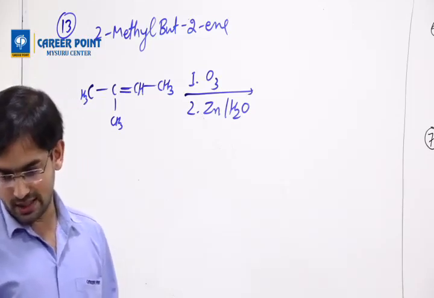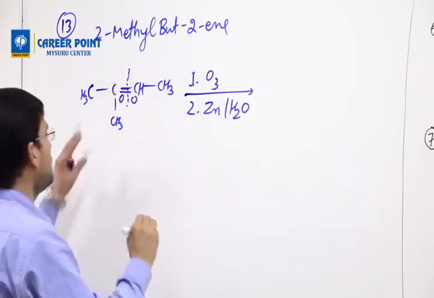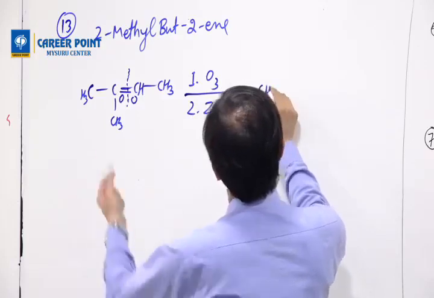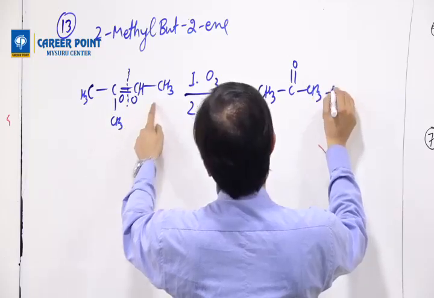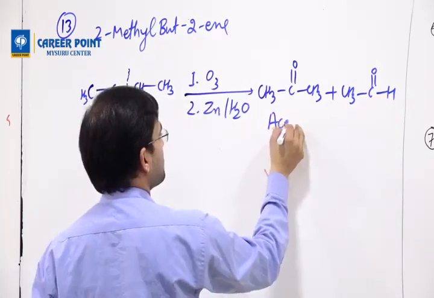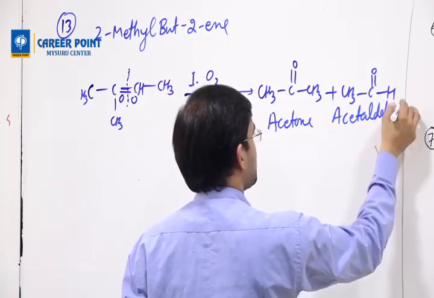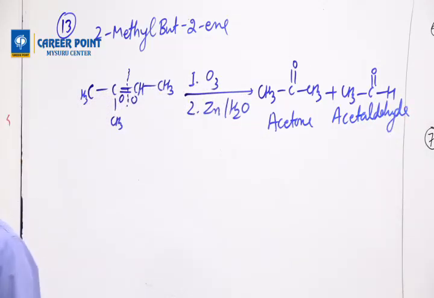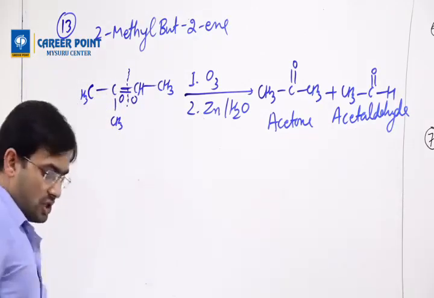Adding O to either side of the double bond, right? So we'll break the double bond and put oxygen, oxygen. Then I am going to write the structure: CH3, C double bond O, CH3 plus CH3, C double bond O, H. What is the name of this? Acetone. What is the name of this? Acetaldehyde. So question number 13 is also done. It will form both, one is an aldehyde, one is a ketone.